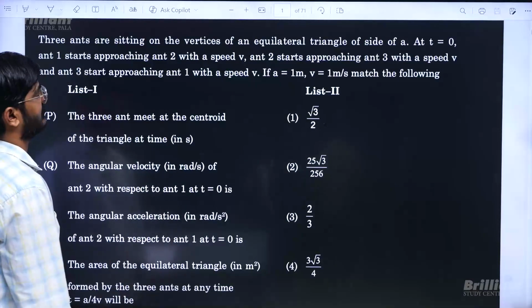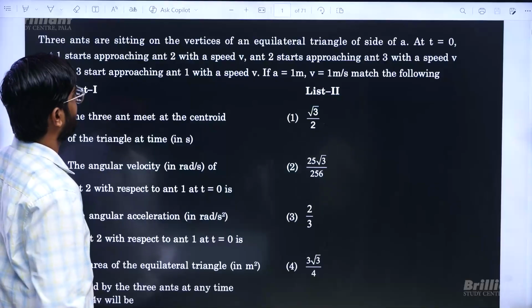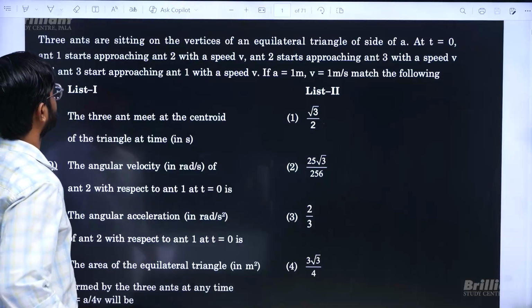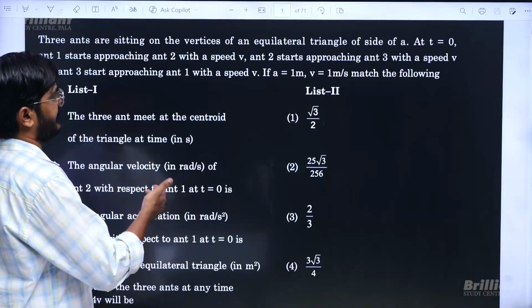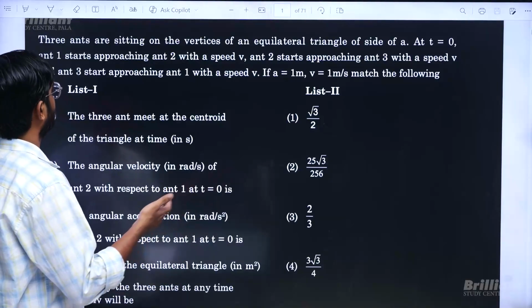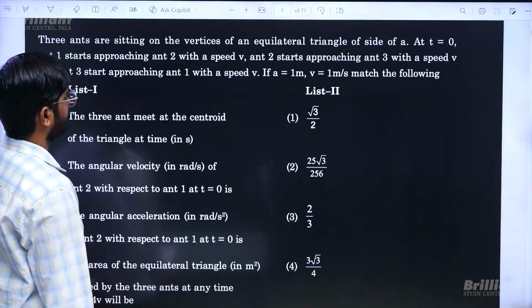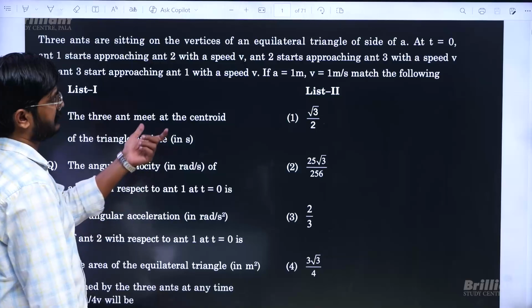Three ants are sitting on the vertices of an equilateral triangle of side a at t equals 0. Ant 1 starts approaching ant 2 with speed v, ant 2 starts approaching ant 3 with speed v, and ant 3 starts approaching ant 1 with speed v. a is 1, v is 1.